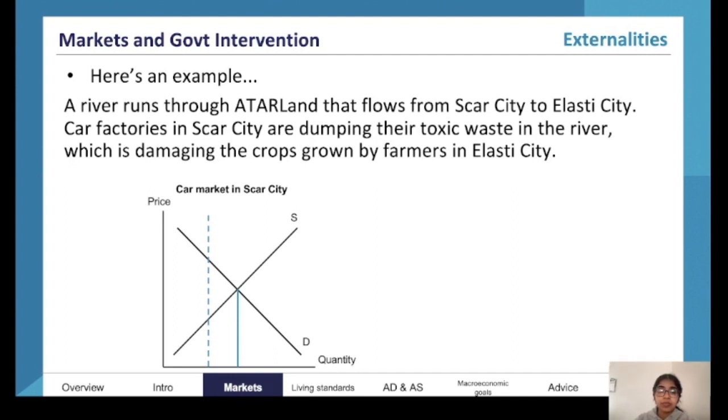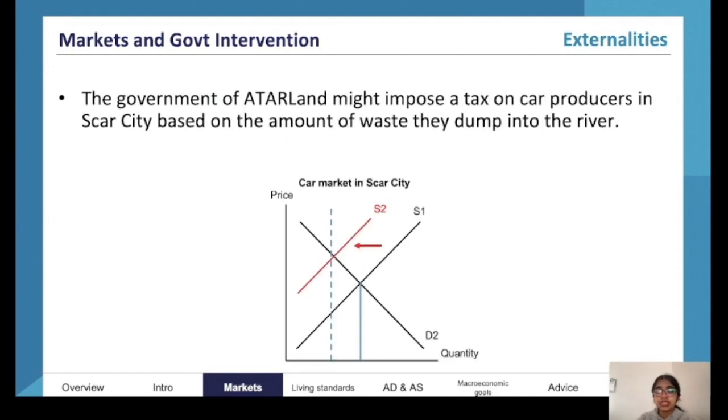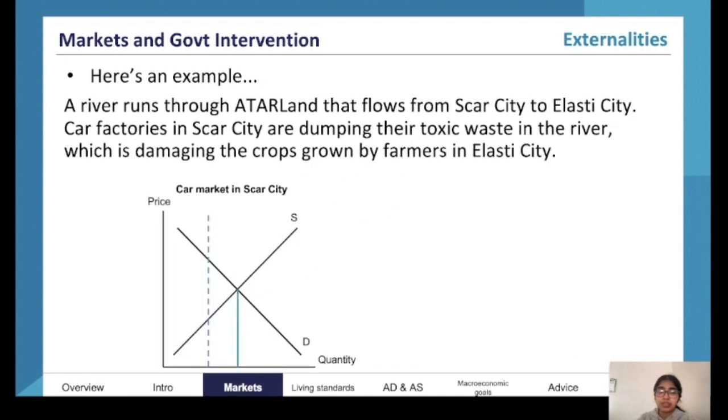First of all, this car factory is not realizing the effect it's having on the crops. That's something to consider. They're not considering the third-party cost. Another thing, toxic waste means that people might die. It's harmful to people to drink water contaminated with toxic waste. So again, another negative effect. Those are things that need to be considered. For example, let's look at this. There's a car market in scarcity, right? It's here.